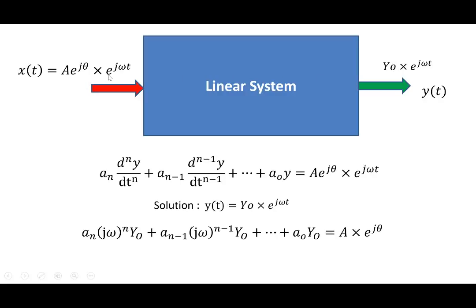Right, so e to the power j omega t at the input, e to the power j omega t at the output, and in fact every voltage and current will also have e to the power j omega t. So that part is unchanging, it's there everywhere in my system. So we basically have to solve an algebraic equation in complex variables to get the value of y0, and e to the power j omega t I already know, so I will be able to get the output.